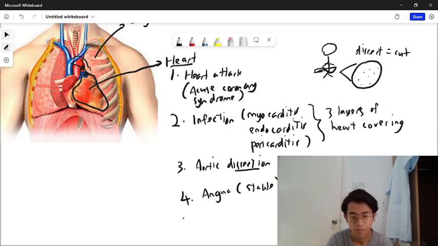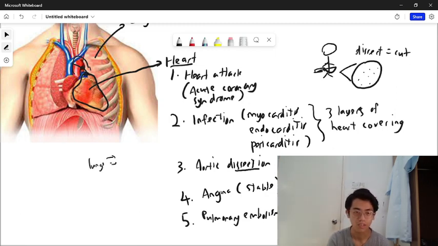And there's another one that is also very, very common. It's called pulmonary embolism. What is it? Pulmonary means the lungs, affecting the lungs. But why am I writing it under heart? Because lungs are closely associated with the heart.